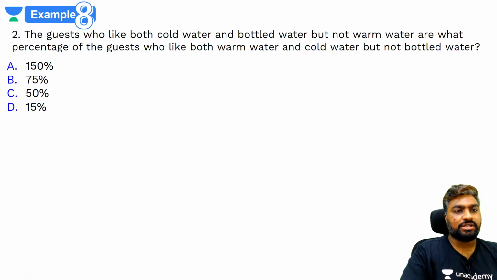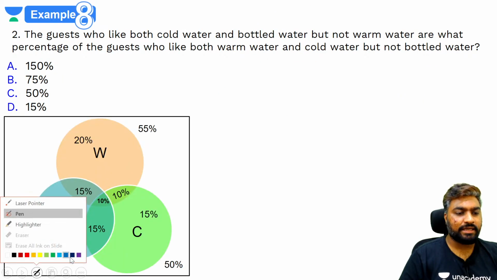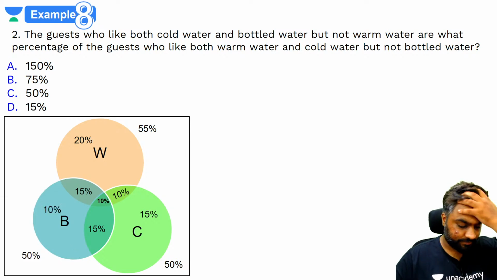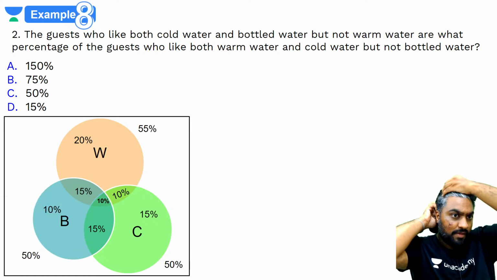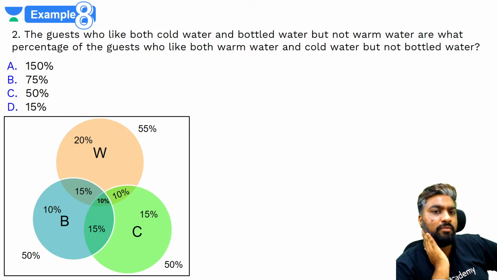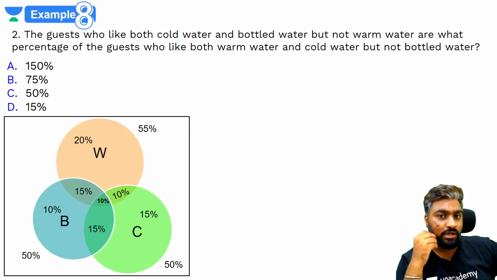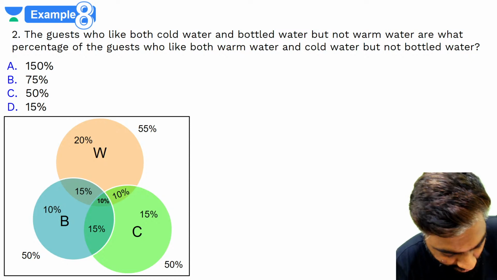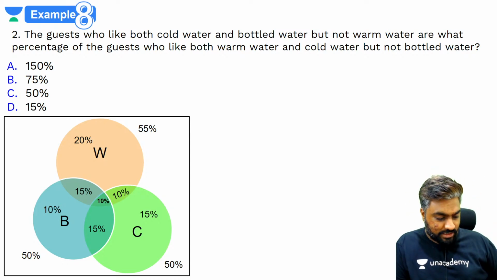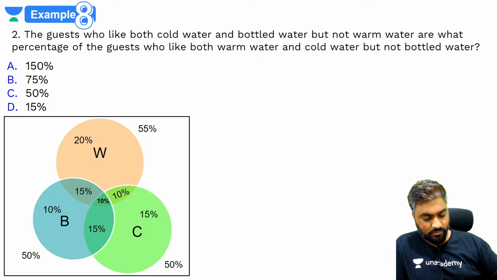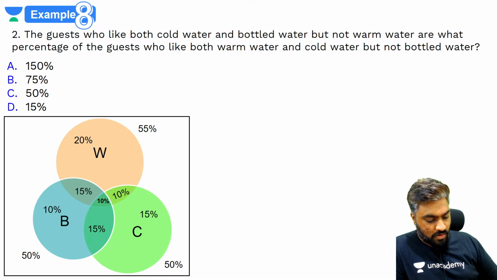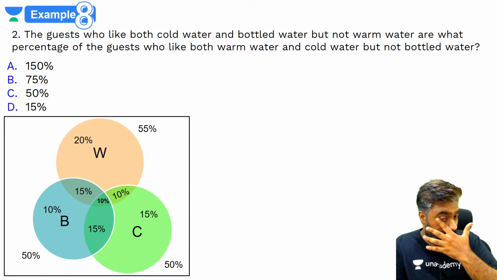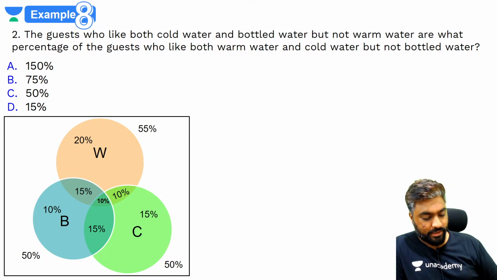Second question, quickly try this. I'm not setting timers for these questions. Quickly. The guests who like both cold water and bottled water but not warm water are what percentage of the guests who like both warm water and cold water but not bottled water? Don't get confused with the language, guys. It's a simple question, do it calmly. Answer to this question, quick.